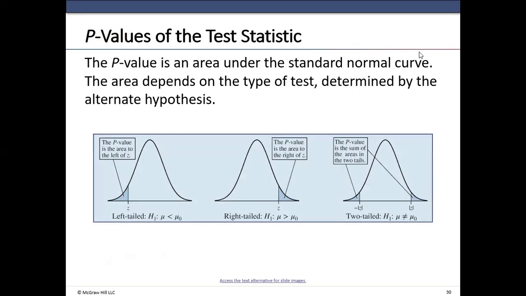So p-values, this is how the calculator works. The p-value for a left tail test is the area to the left of the test statistic. And for a right tail test, the p-value is the area under the standard normal curve to the right of the test statistic. And for a two-tail test, we take the area in one tail and multiply it by 2.